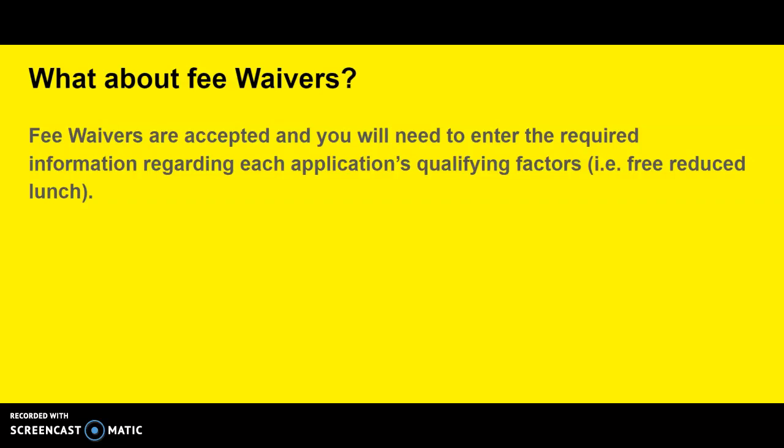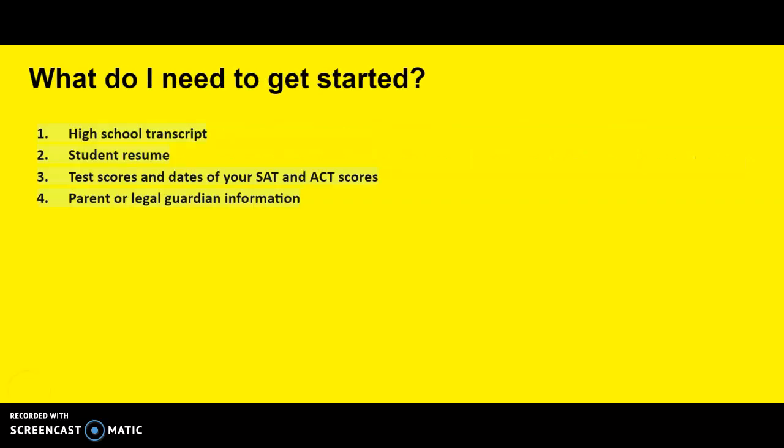So what you want to do is, throughout your application process, make sure you indicate your need for a fee waiver based on the criteria that they have online. Before starting, you will want a copy of your unofficial high school transcript, which I have in my office. Please see me so I can provide you a copy of your unofficial transcript.